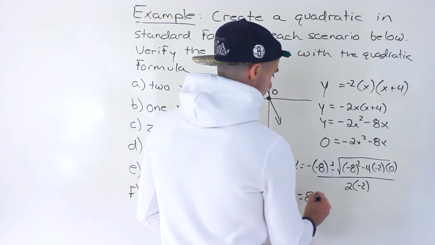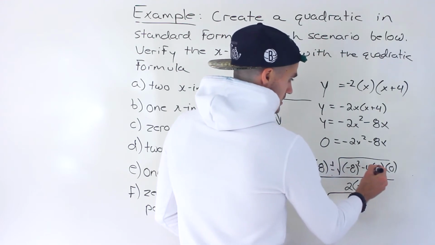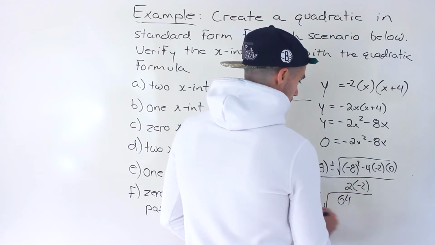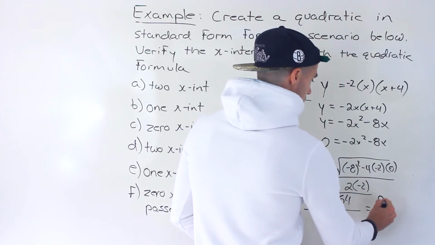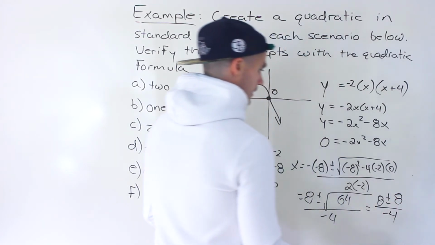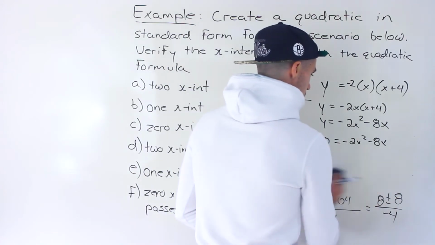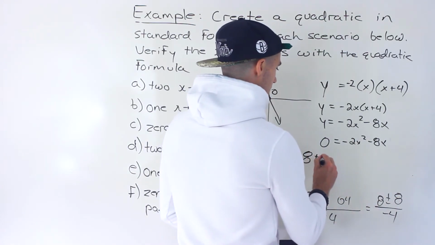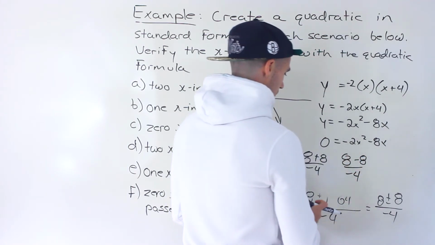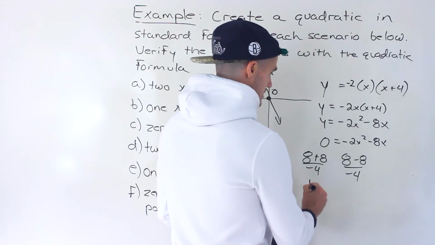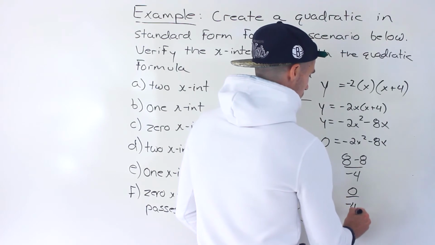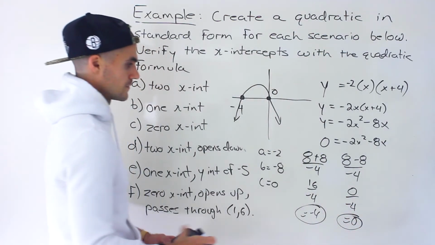So this would be 8 plus or minus. This -4 times -2 times 0 would just go to 0. -8 to the power 2 would give us 64 over -4. So we'd have 8 plus or minus the square root of 64, which is 8, over -4, like that. So notice there's two solutions, either 8 plus 8 over -4 or 8 minus 8 over -4. And notice, what do we get? Well, we get 16 over -4 here, which would give us -4. Or we get 0 over -4, which would give us 0.